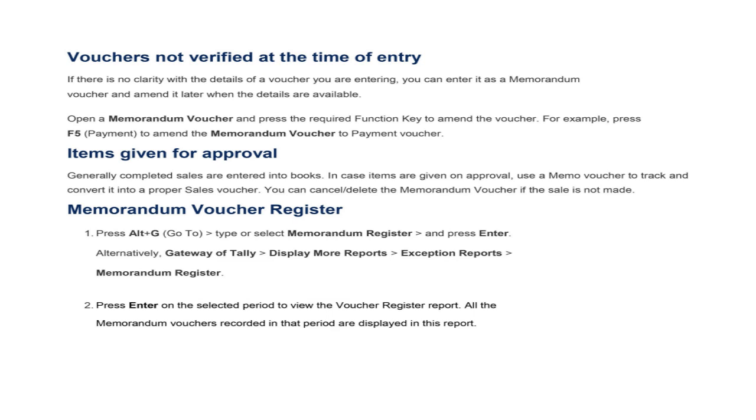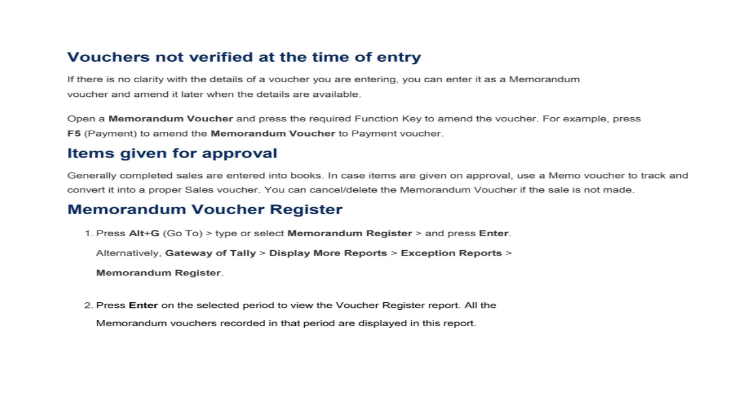Items given for approval. Generally, completed sales are entered into books. In case items are given on approval, use a memo voucher to track and convert it into a proper sales voucher. You can delete the memorandum voucher if the sale is not made.